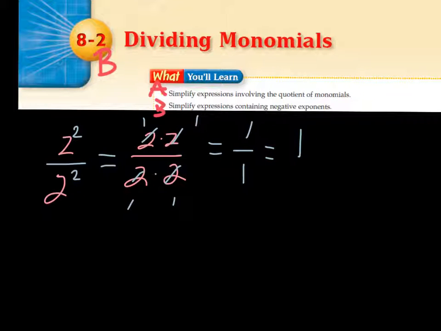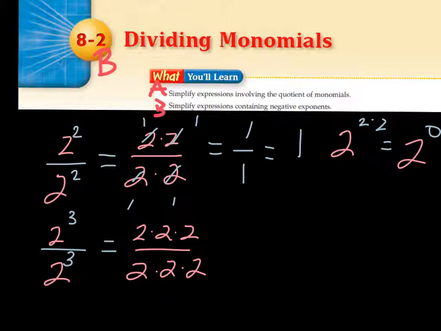Now, if we used our power divided by power subtract exponent strategy, we would have had 2 to the 2 minus 2, which would be 2 to the 0. So it appears that 2 to the 0 is the same as 1.